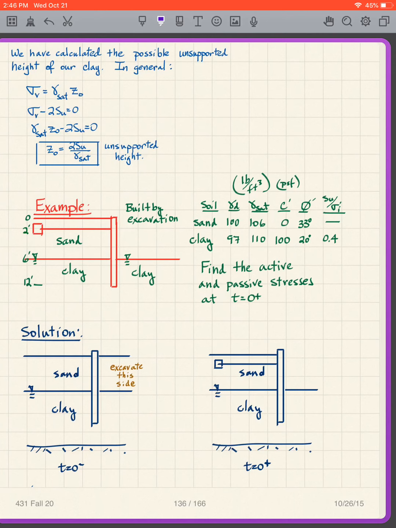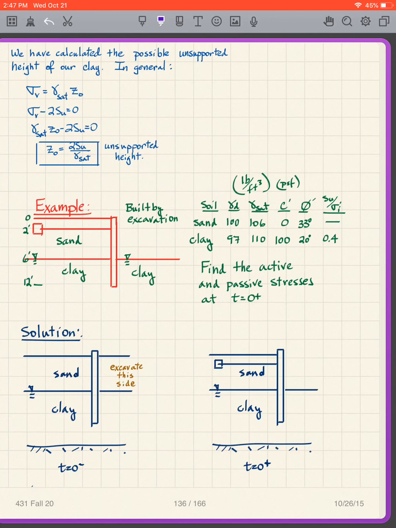Let's suppose we have this situation whereby I'm going to say that this wall is built. Now we're going to take into account that the way the wall is constructed is going to influence our pressures on the wall. We're going to find out. So adding some more complications here as we go along. Now, so I have sand over clay. I've got a water table here, at 6 feet. We got an anchor at 2 feet. Wall goes down to 12 feet. These are our soil properties.